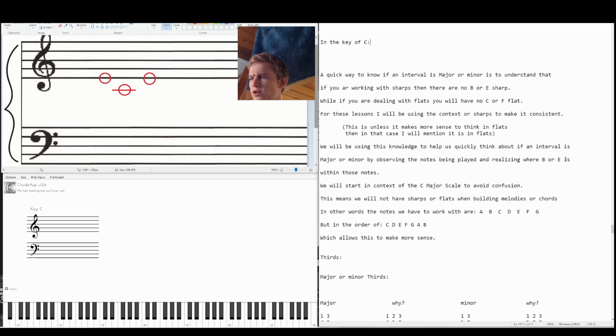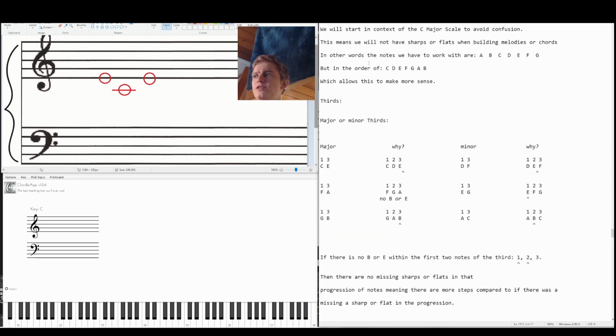We will start in the context of the C major scale to avoid any confusion. In other words, the notes we have to work with are A, B, C, D, E, F, and G, but in the order of C, D, E, F, G, A, and B, which allows this to make a lot more sense. Okay, so now let's look at the interval of thirds and how we can look at a third and know the two notes being played to create that, and whether they are major or minor depending on where B or E is within that.